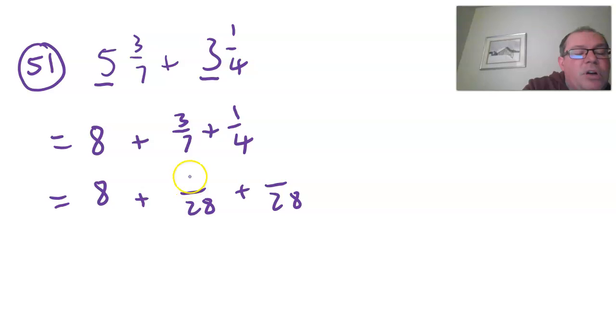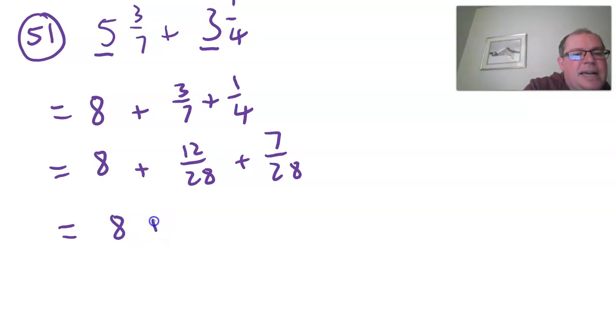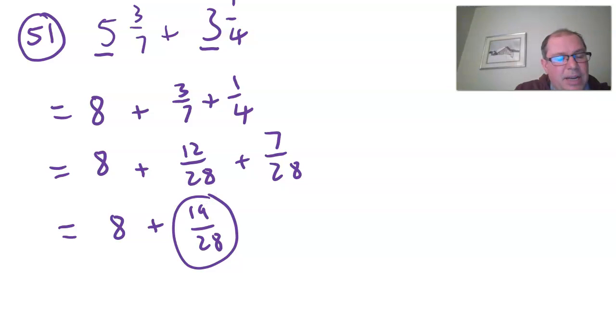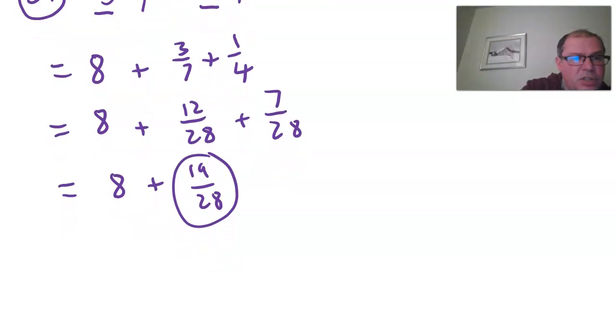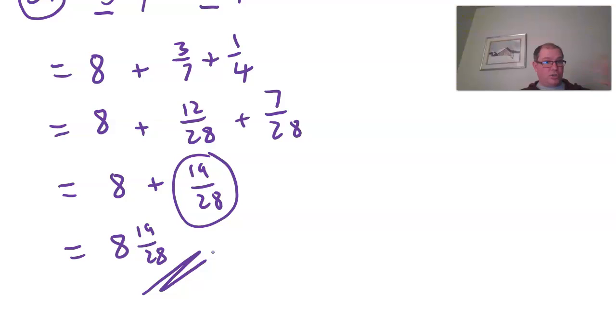3 times 4 is 12. So 12/28 is equivalent to 3/7. What if I multiply the 4 to get the 28? 7. So I'm going to multiply top and bottom by 7 over 7, and 1 times 7 is 7. So now I've got 8 add 19/28. This isn't improper, it's not top heavy, and it's in its simplest form, only 1 goes into those 2, so we're actually finished. 8 and 19/28. Hope you got it right. If not, try it again.